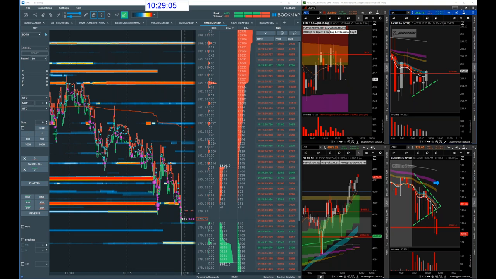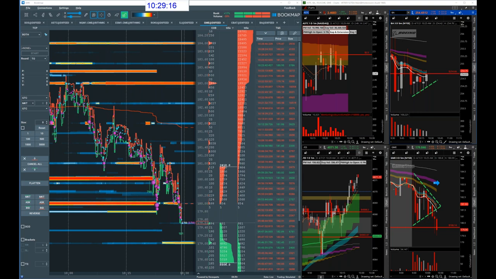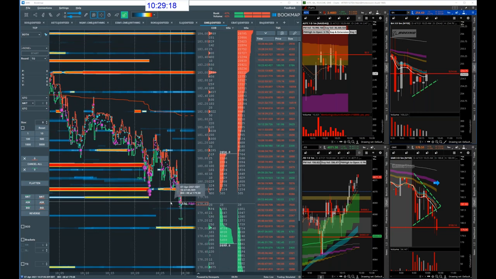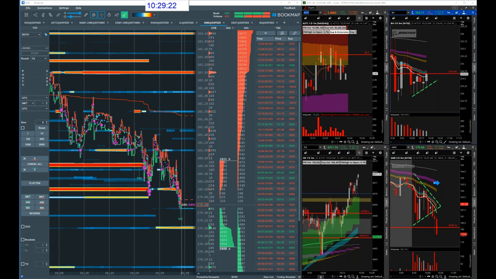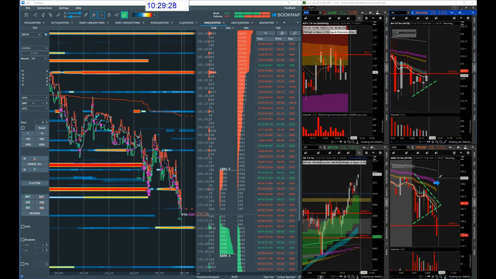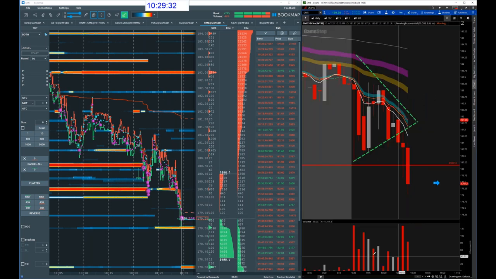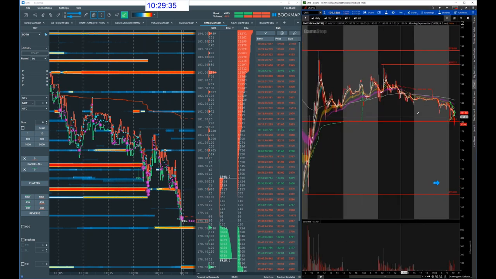GME is working very nicely there. So we need now, if we are short, okay? GME, what would be the next possible entry? What would also be a good target, right? And we can see over here that we are breaking this 180.